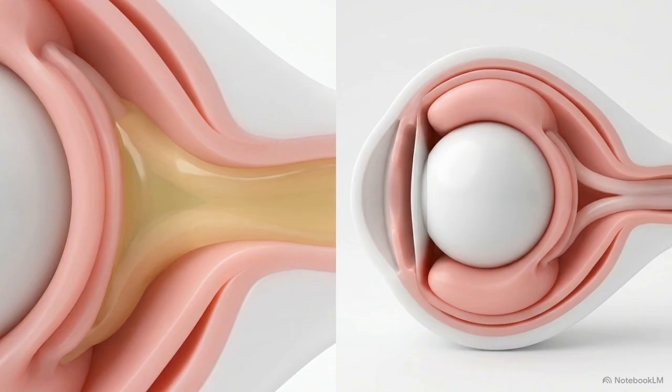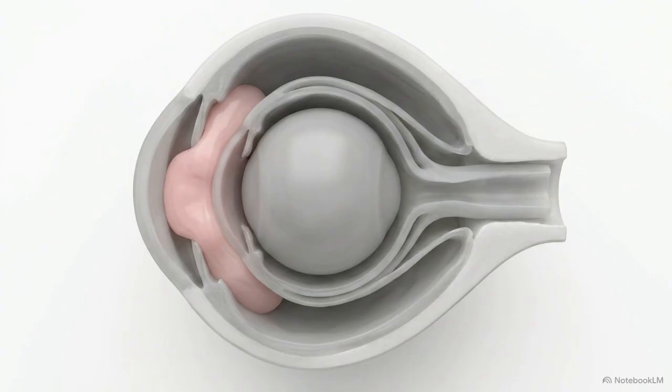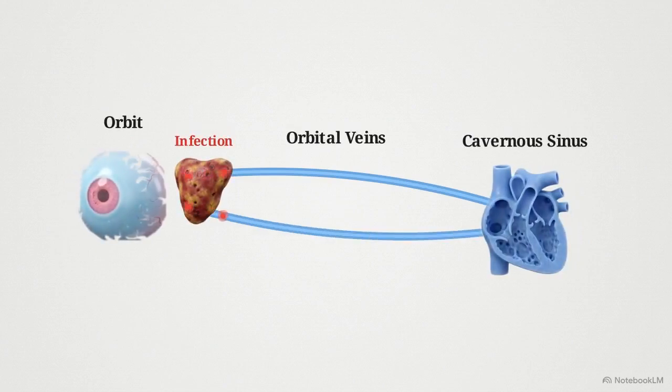Orbital cellulitis is both a toxic invasion and a mechanical crisis, an acute compartment syndrome where the confined anatomy of the orbit directly threatens the vision. If the retroseptal infection is not controlled, the pathology extends beyond the orbit. Local expansion can create a subperiosteal abscess, which typically develops along the medial orbital wall. However, the most dangerous trajectory is backward.